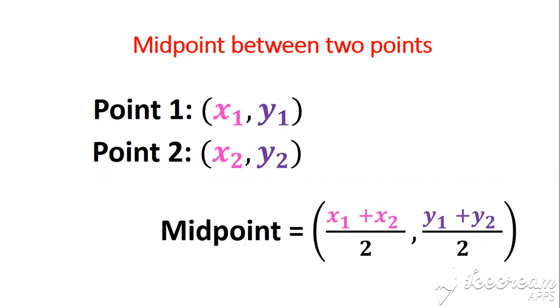So when we go and use the formula, you can see that point 1 has got x1, y1, point 2 has got x2, y2, and we're going to take the two x values and add them up and divide it by 2, and we're going to take the two y values and add them up and divide by 2.